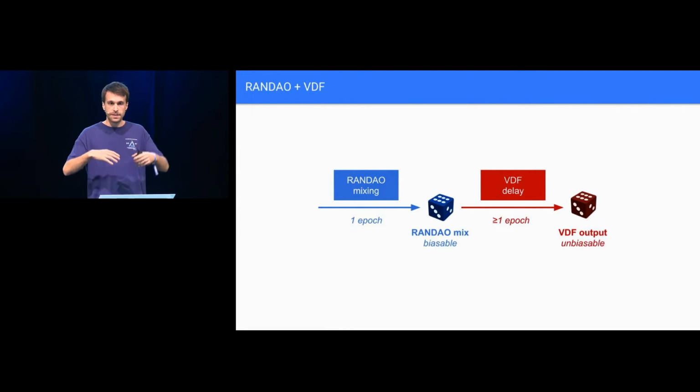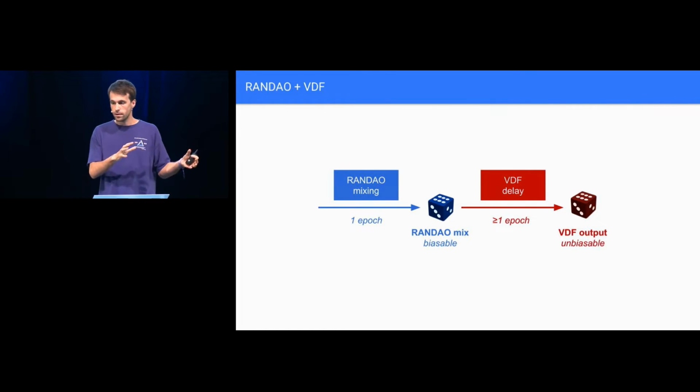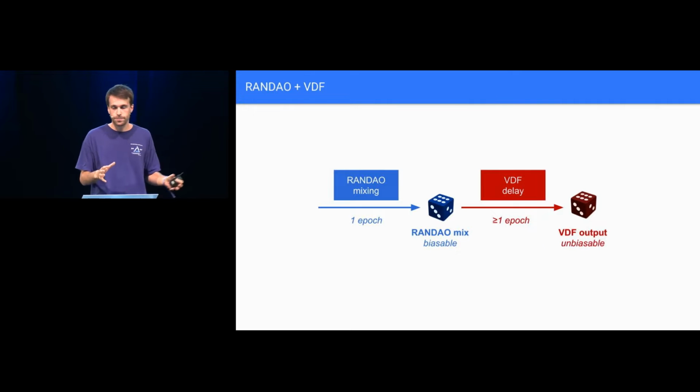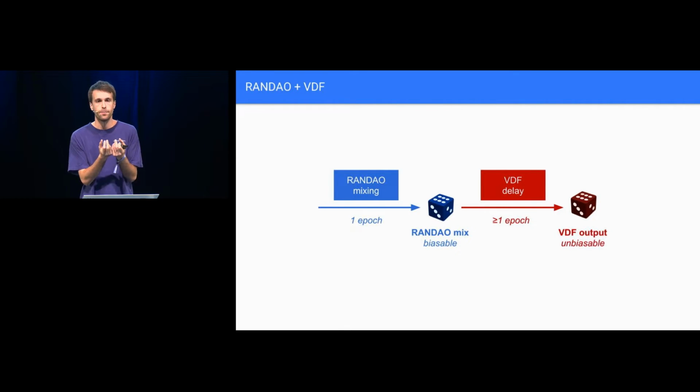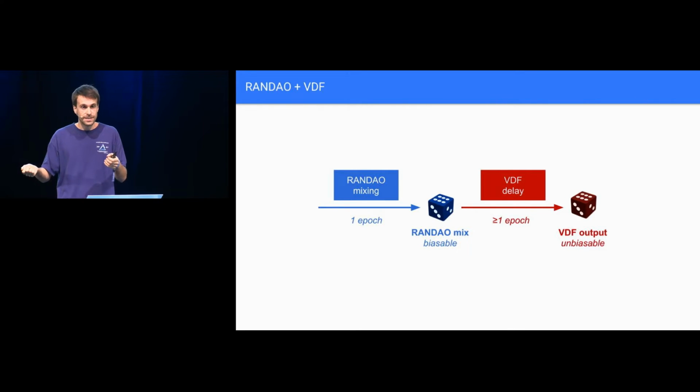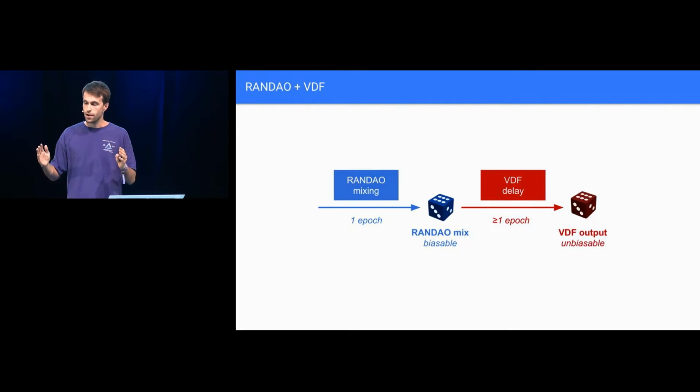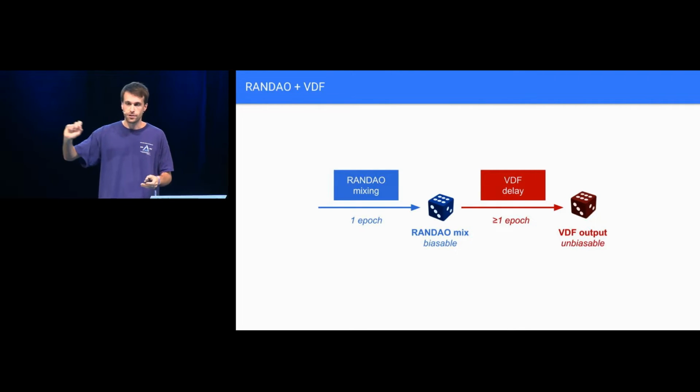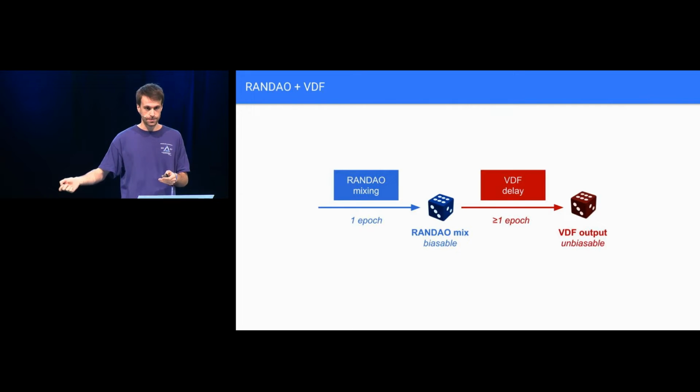Okay, so this is the gist of the construction. We have two parts. We have the Randao mixing period, which is 1 epoch, and that produces a biasable Randao mix. And then you feed the Randao mix into your VDF. The VDF is going to take time to compute, at least 1 epoch of guaranteed delay. And then on the other side, the output is going to be your unbiasable randomness.